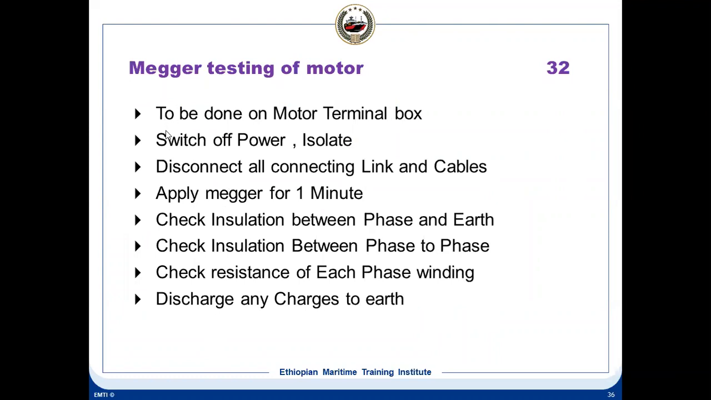What are the checks you carry out on a motor when you do the insulation test? Open the terminal box, switch off the power, isolate, disconnect all the cables, apply the megger for 1 minute, check the insulation between phase and earth, check the insulation between phase to phase, check the resistance between each phase winding, and discharge any charges to the earth.